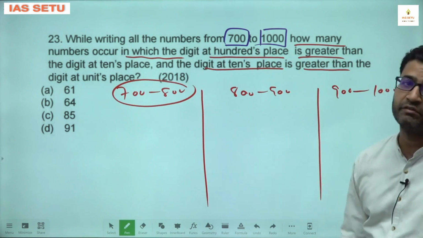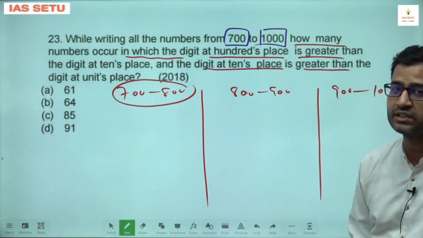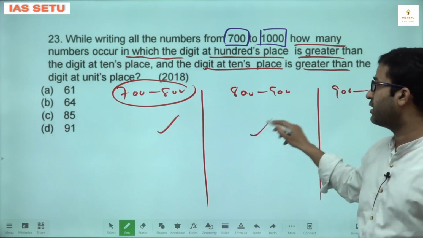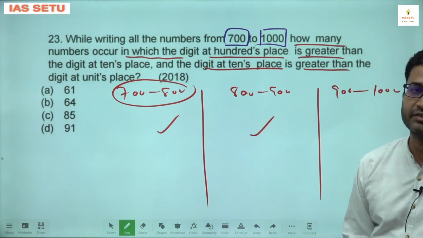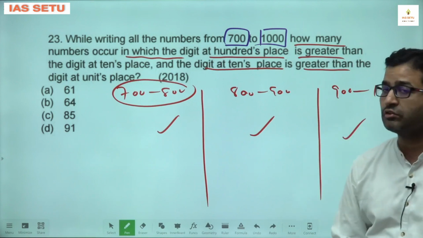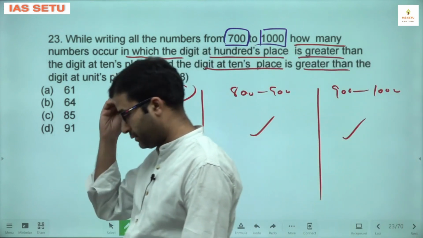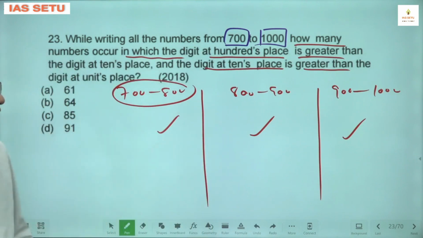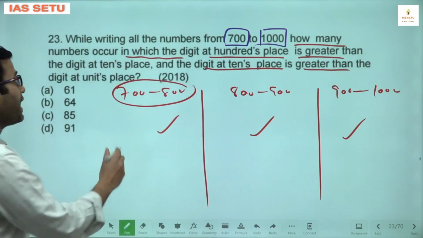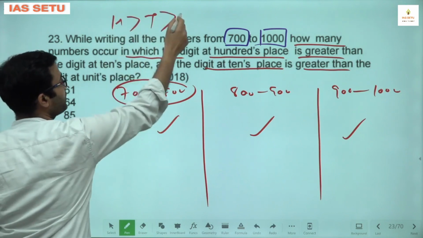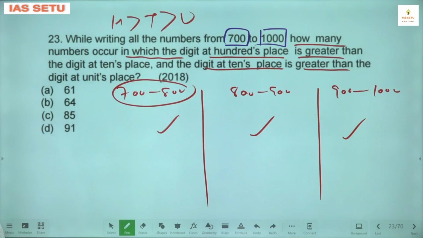So we have to see between 700 and 800 how many such numbers are there which satisfy this question. Between 800 and 900 how many numbers are there which satisfy this question. Between 900 and 1000 how many numbers satisfy this question. Then we have to add. And what is the condition here? That the 100 place digit has to be greater than the 10th place digit, and the 10th place digit has to be greater than the unit place digit.